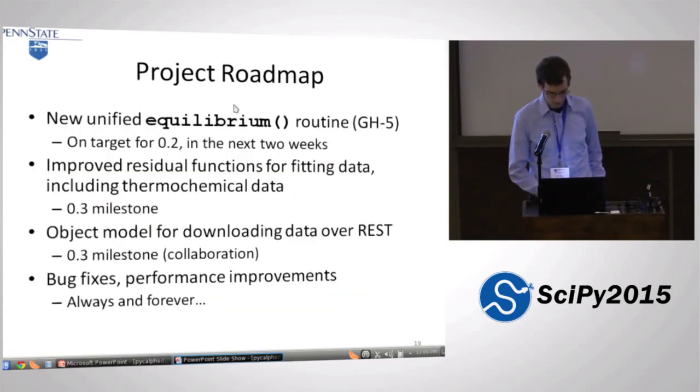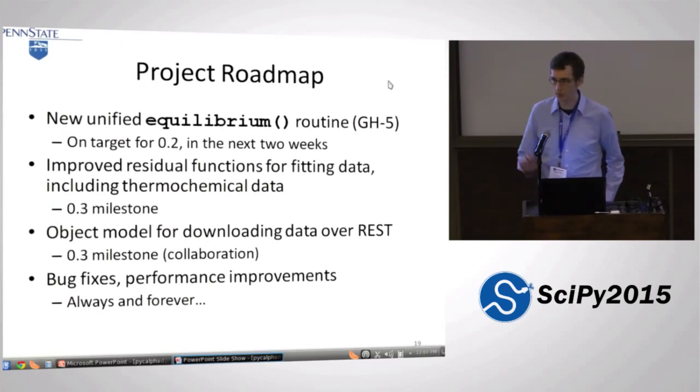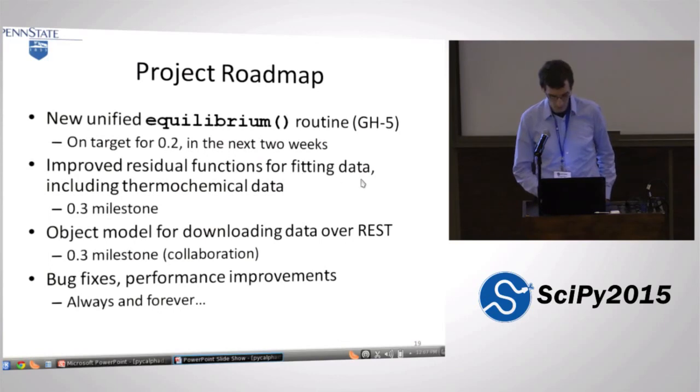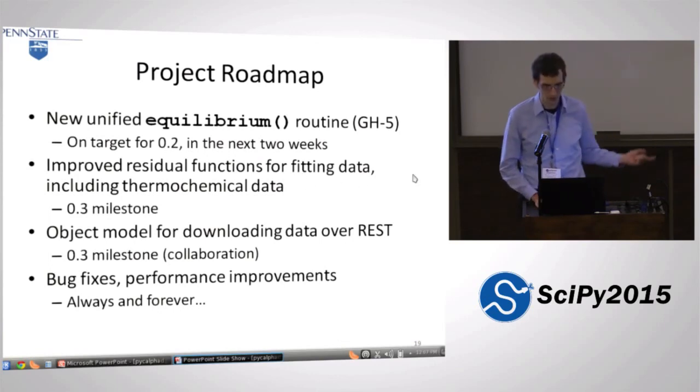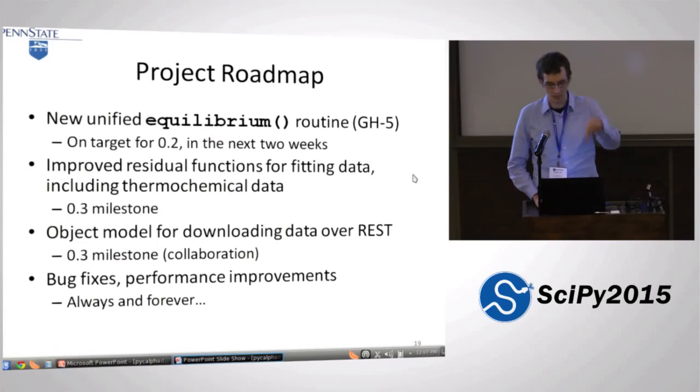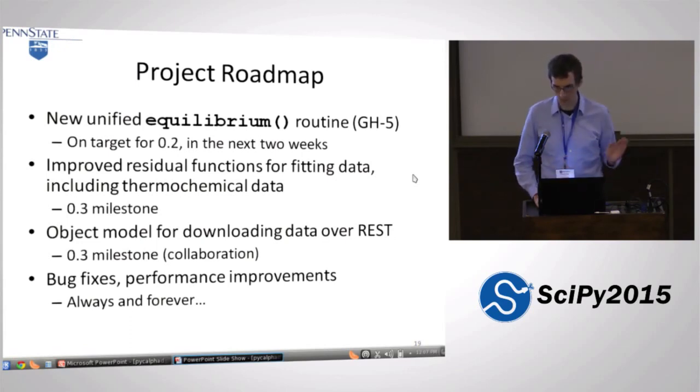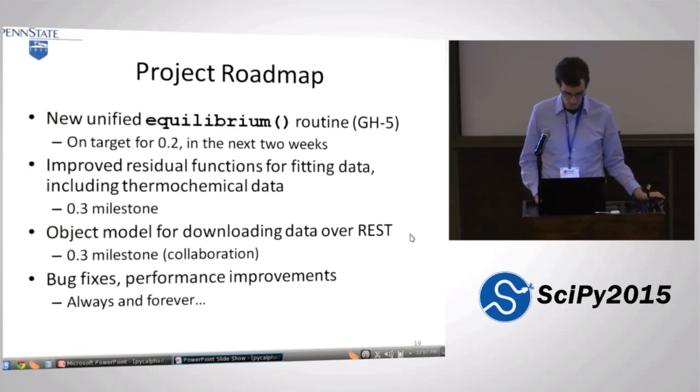So finally, on the roadmap, I'm developing a new unified equilibrium routine, which will handle all the plotting and point equilibrium and mapping and everything. That ought to get done in the next 2 weeks. I'm very excited about that. The improved residual functions are on track for 0.3, which is not this coming release, but the next release. So probably before the year's out. Also REST-based interfaces, and then of course ever more bug fixes and performance improvements.